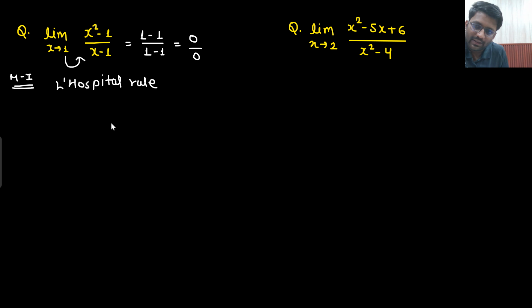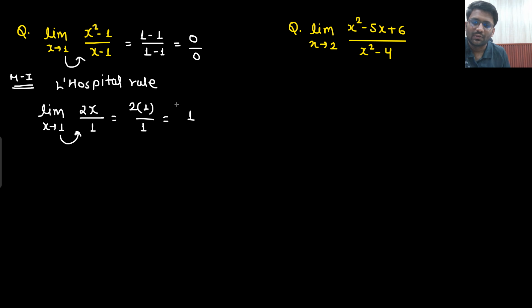L'Hopital rule, sir, if I can apply, then what will happen is that limit x tending to 1, I need to differentiate upper side and downward side. What is the differentiation of x square minus 1? That will be nothing but 2x. What is the differentiation of x? That will be nothing but 1. Now if I put 1 here, what is the answer I will be getting? 2 into 1 divided by 1. So what is the answer? 1 is the answer. So your answer is 1.